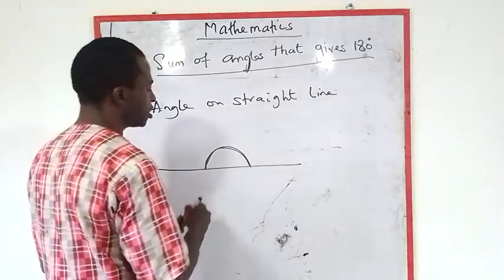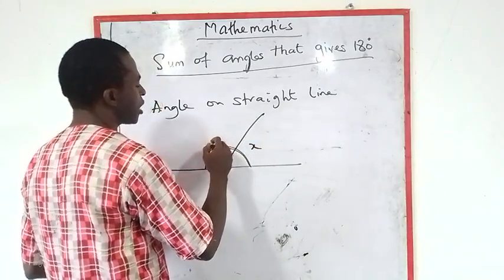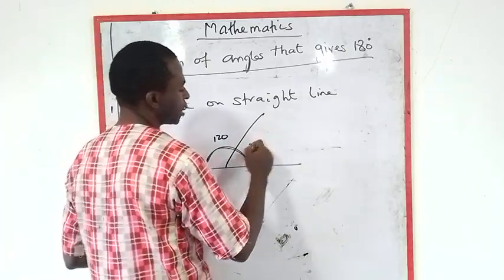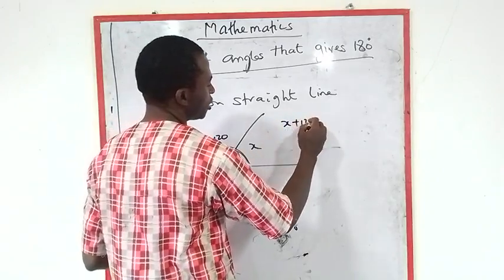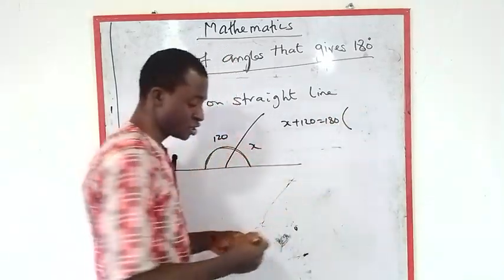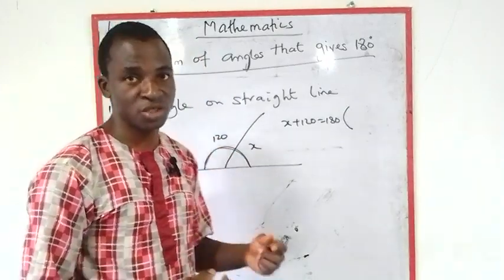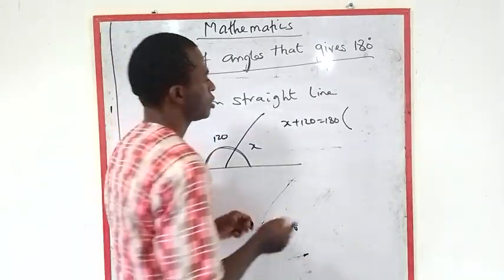Angle on a straight line. The meaning of this is that if we divide it, maybe here is x, here is 120. What we are going to do to get x, which is the unknown angle, is x plus 120 equal to 180. And you give your reason. Your reasons should always go alongside when we are dealing with angles. If you don't put your reasons, then you have not done anything.